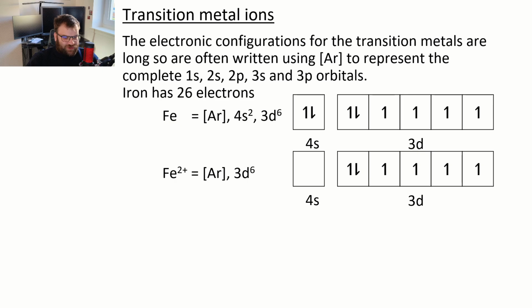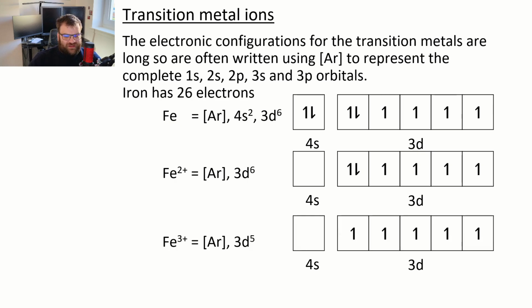When we have iron 2+, we have lost the two 4s electrons, and that leaves you with a configuration of argon and then 3d6. If it was the full thing, it would be 1s2, 2s2, 2p6, 3s2, 3p6, and then 3d6 for the iron one there. If we were looking at iron 3+, we would now lose one of the electrons from the 3d subshell, and that would leave us with 3d5.